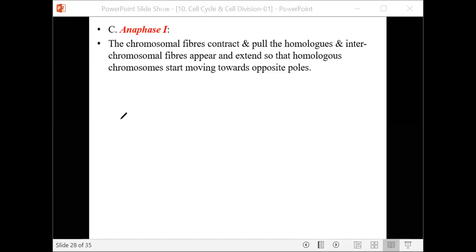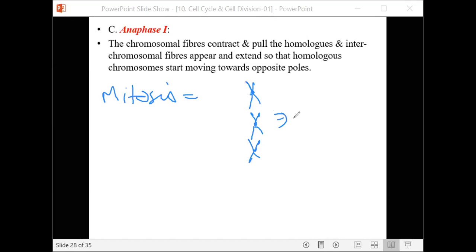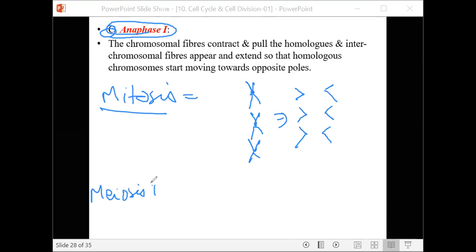So in anaphase, if you remember from mitosis, this is the chromosome, this is the chromosome, this is another chromosome. In anaphase, what was happening in the next step? The centromere was breaking and sister chromatids were separated. This is what we saw last week, if you remember. Now, in the anaphase of meiosis one, what we have is this paired set of chromosomes.